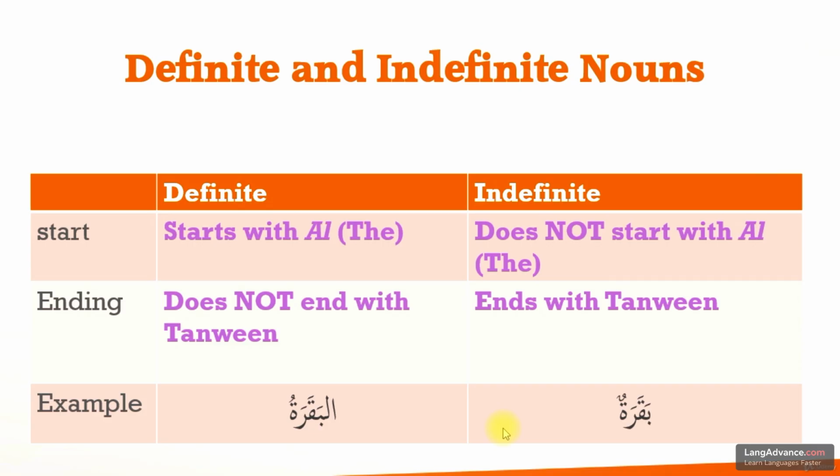So here's an example to illustrate a definite noun and the indefinite version of the noun. A definite noun is al-bakaratu. As we said, it starts with al, and then bakaratu is a word, and it does not end with tanween. So it's not tun, it's tu. So to understand the difference, let's see the indefinite version of it. Bakaratun. It does not start with al, and it ends with tanween, tun.